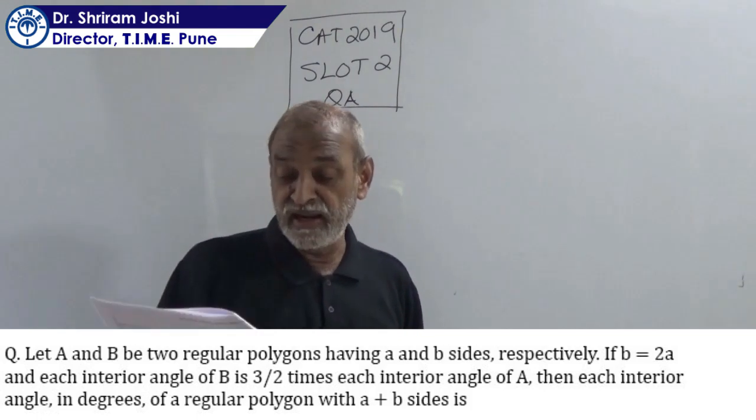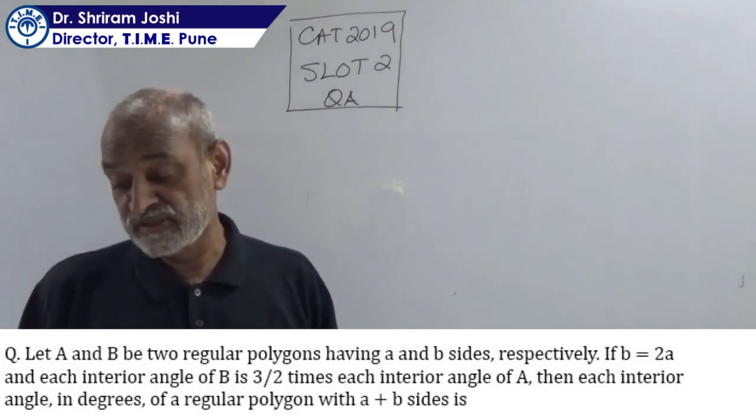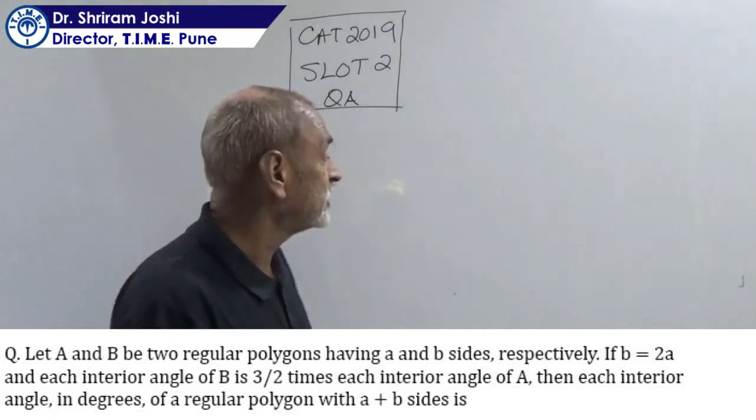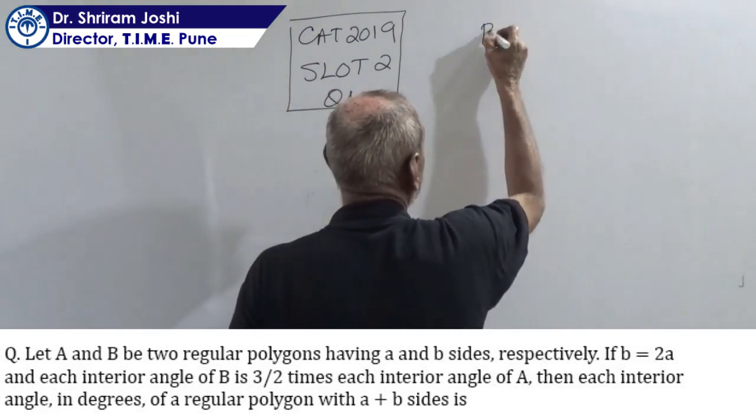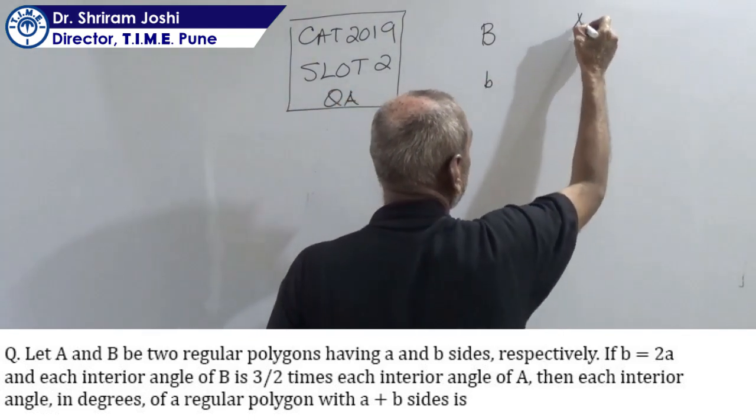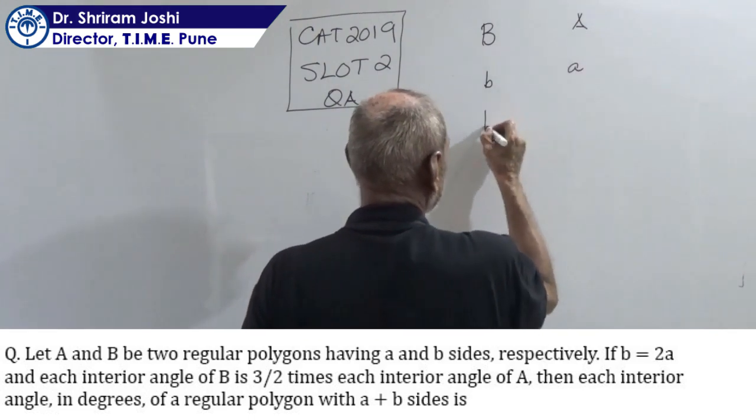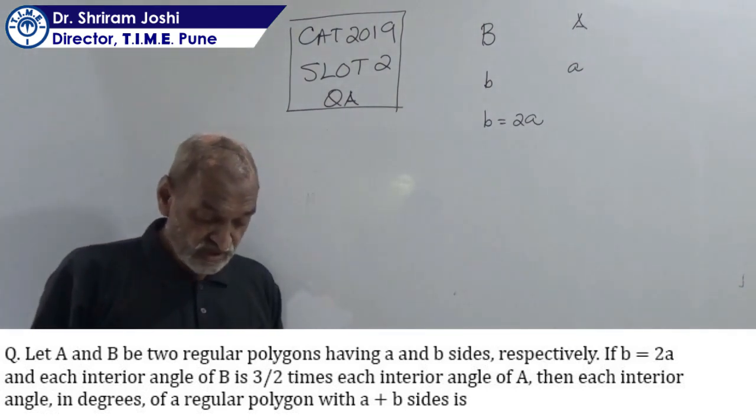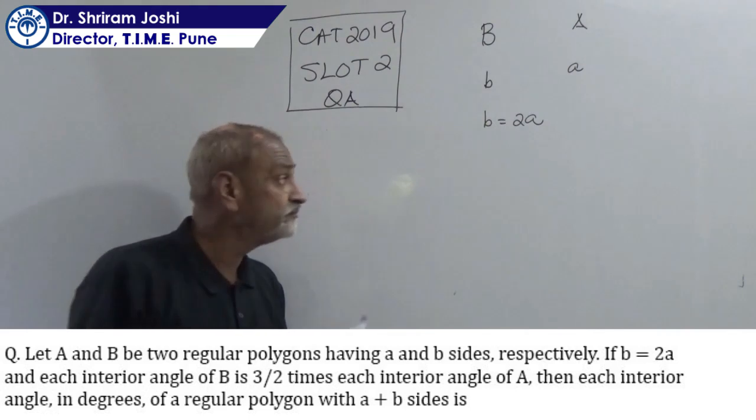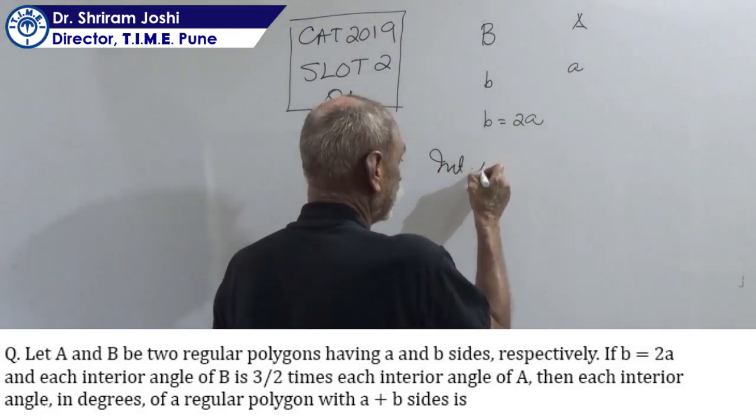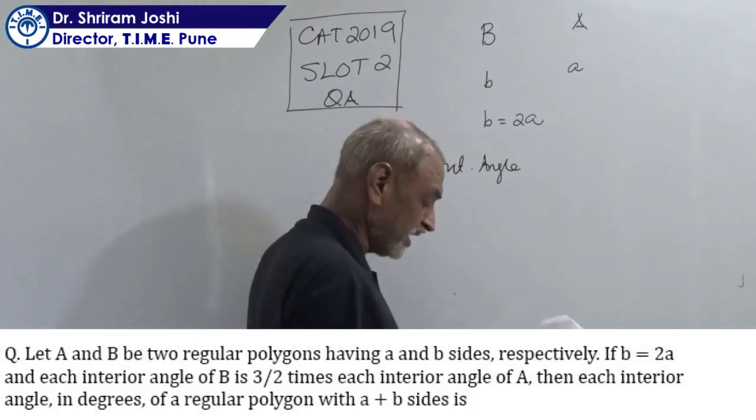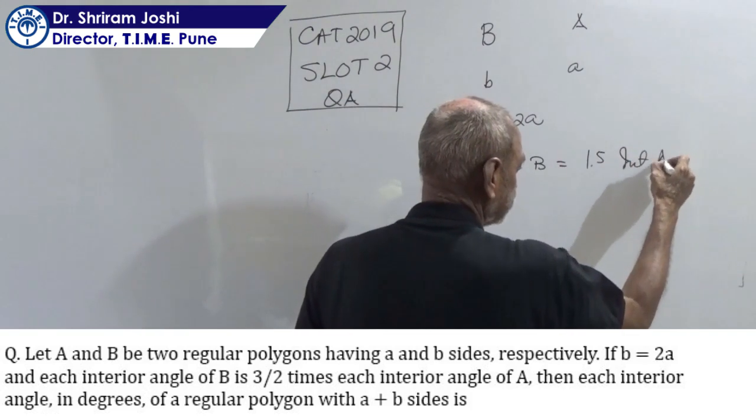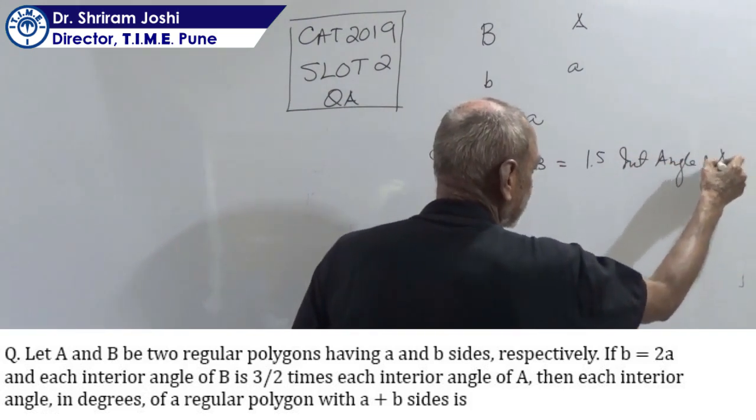What is the question? A and B are two regular polygons having small a and small b sides. b is equal to 2 times a. B has b sides, A has a sides, and it's given that b is 2 times a. Each interior angle of B is 1.5 times the interior angle of A. That's what is given.